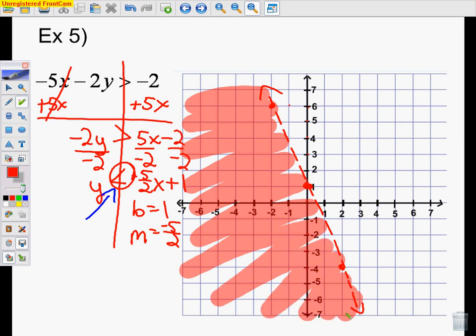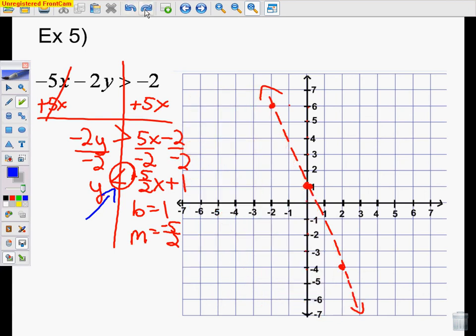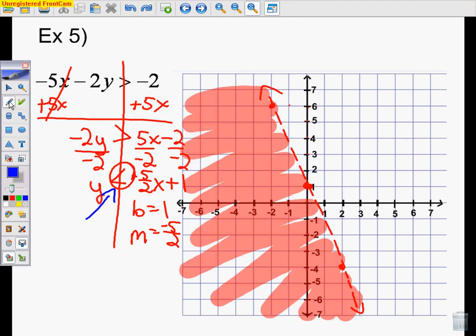Again, you could have picked a point that's not on the line. Like here, 0, 0 is not on our line again. So if I would have picked 0, 0 and plugged it into the original equation, the left side would have become 0 because 0 times anything is 0. Is 0 greater than negative 2? Yes, it is. So that's the side that has all of the solutions.